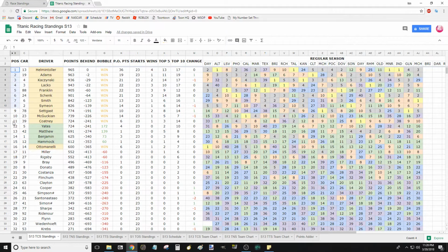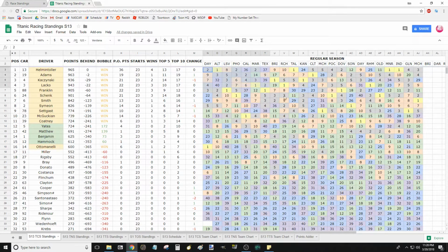So we've got the position numbers here, the car number here, the name of the driver here, how many points they have, and this is how far back behind they are. We're not going to pay attention to this. I'm not going to include this row in the spreadsheet, so ignore that. The playoff points you can use if you want. Number of starts, number of wins, top fives, top tens.